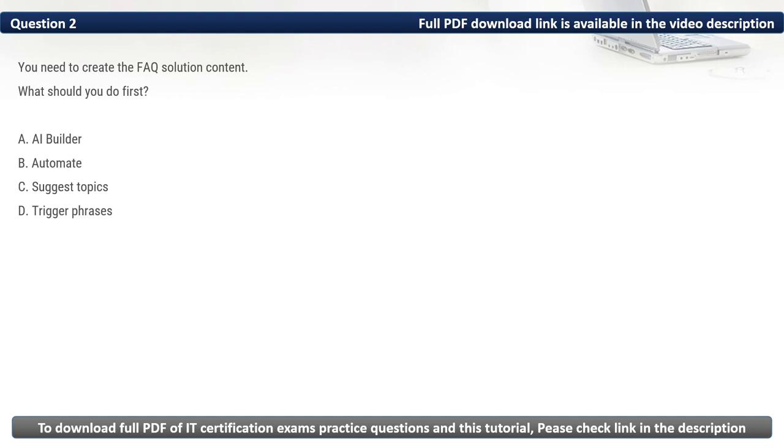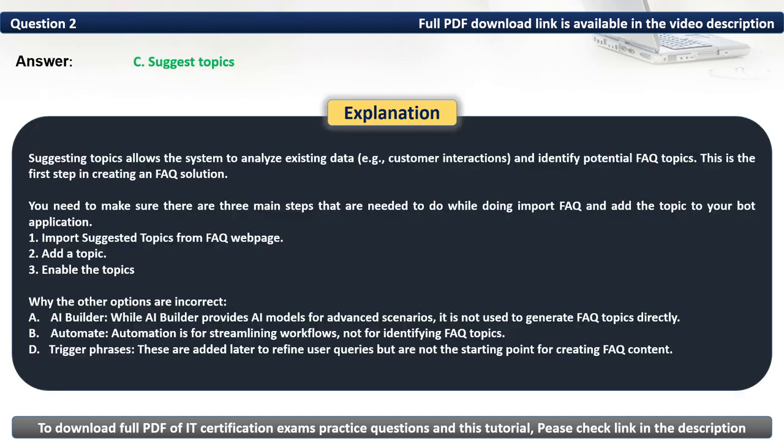Then we have B, Automate. Automation is for streaming workflows, not for identifying FAQ topics. And then we have D, trigger phrases. These are added later to refine user queries but are not the starting point for creating FAQ content. As such, we should first suggest topics. Thus, the correct option is C. Suggesting topics allows the system to analyze existing data and identify potential FAQ topics. This is the first step in creating an FAQ solution.